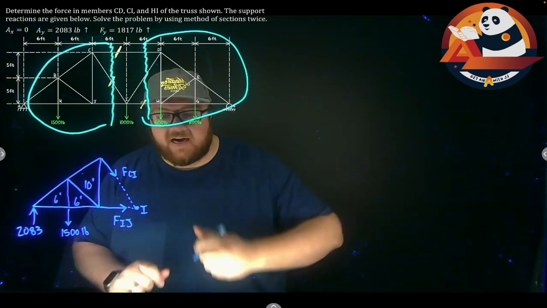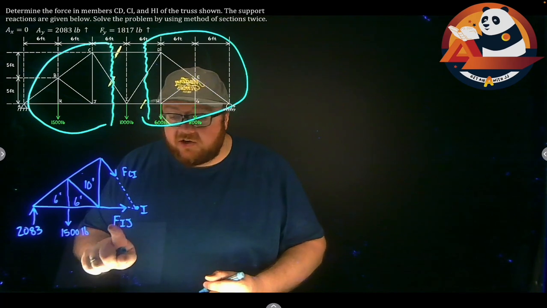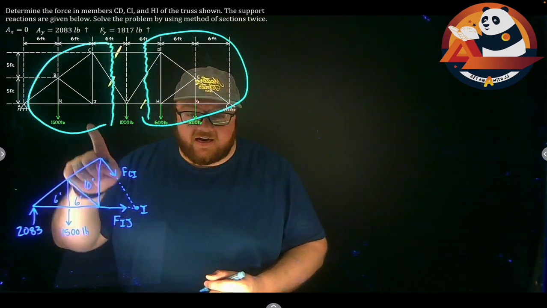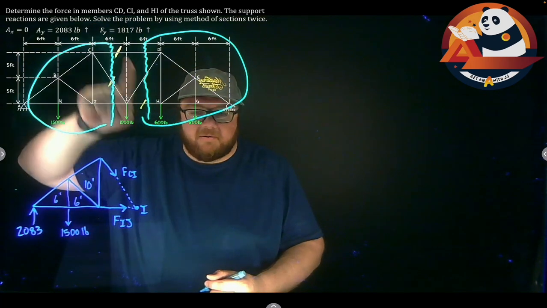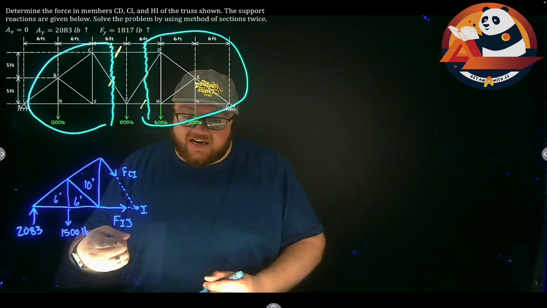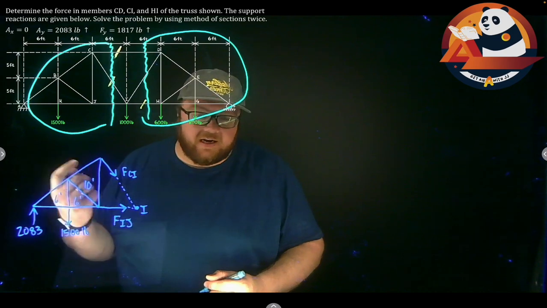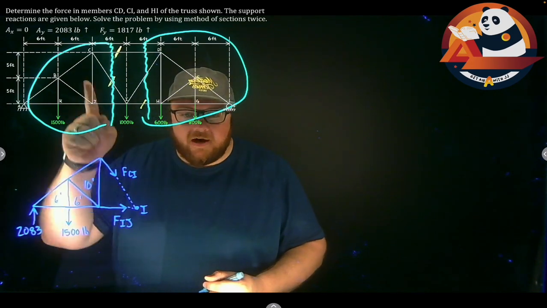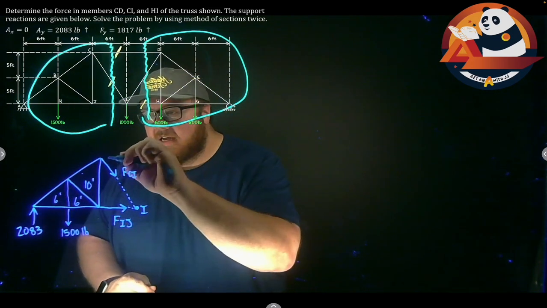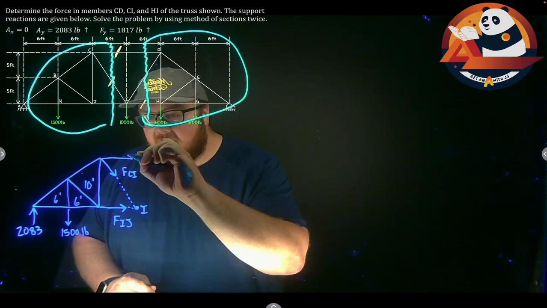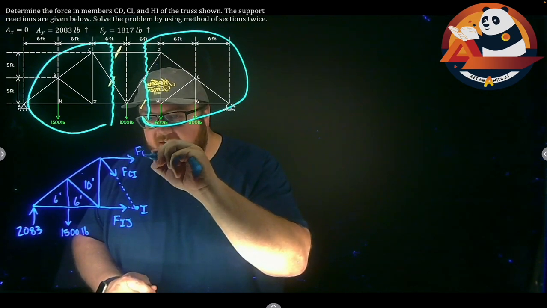We'd eliminate FCI and FIJ in here. Also notice I wasn't asked to find FIJ. It's not in my problem statement, but I cut through it, so it has to show up as an unknown in my free body diagram. We can't ignore it or we're going to get wrong answers out. But our last thing, I cut member CD up at the top. So going to the right, I have FCD.